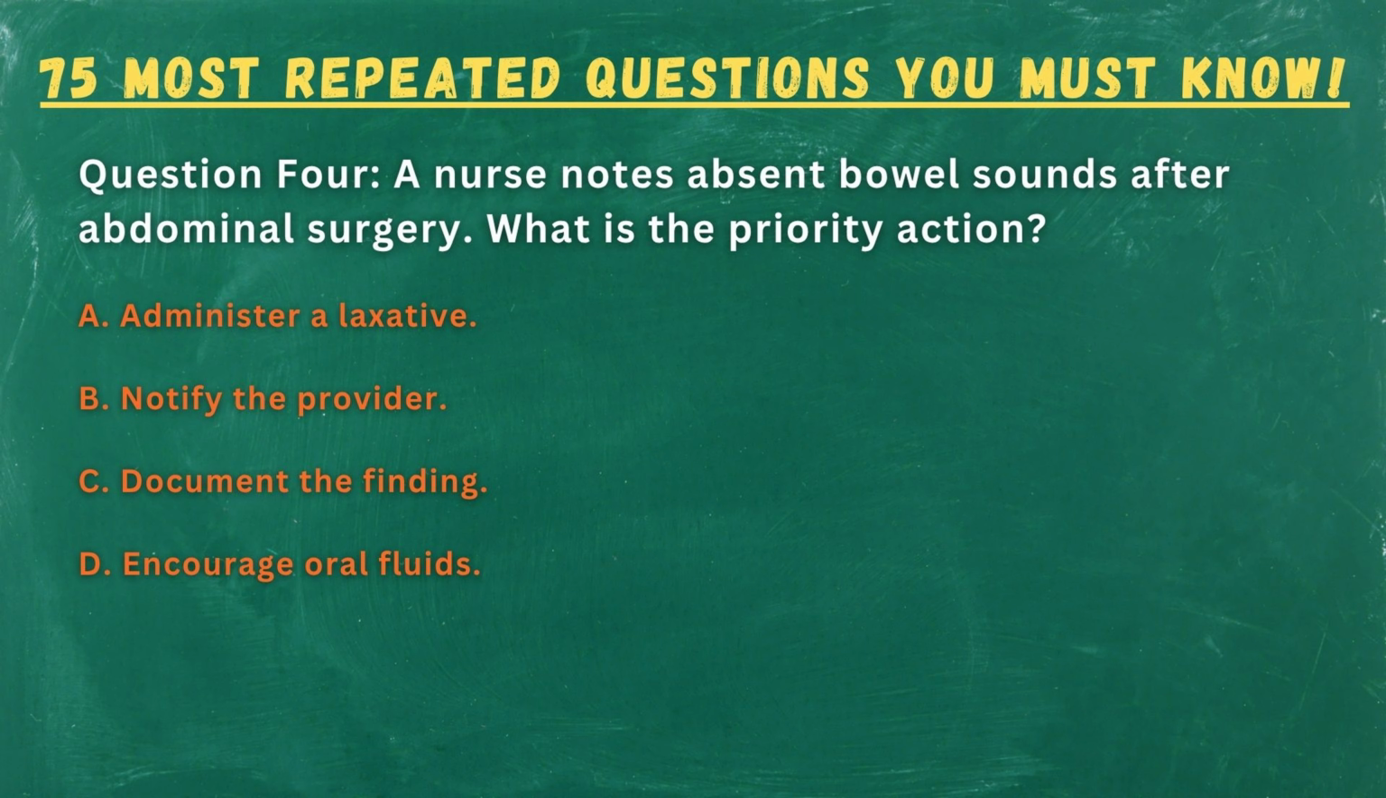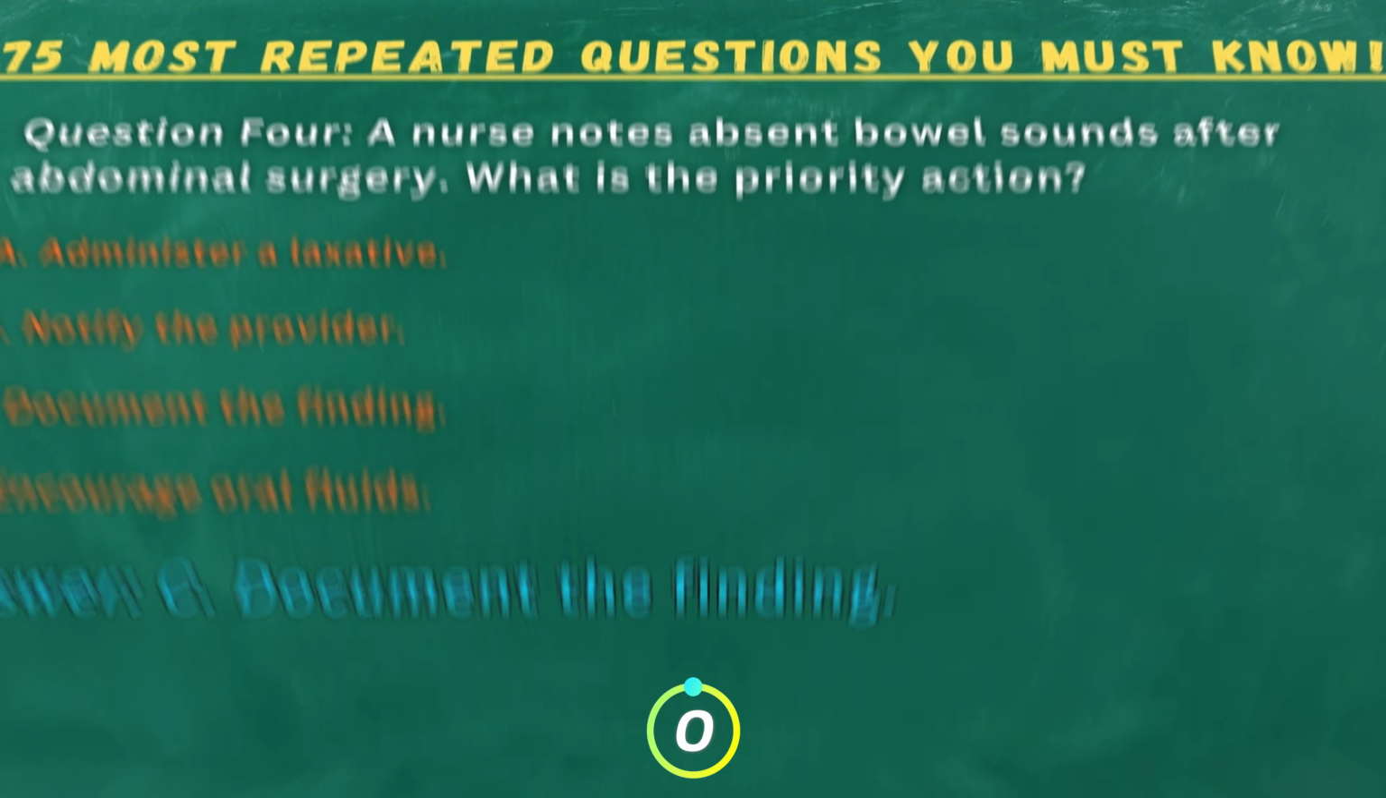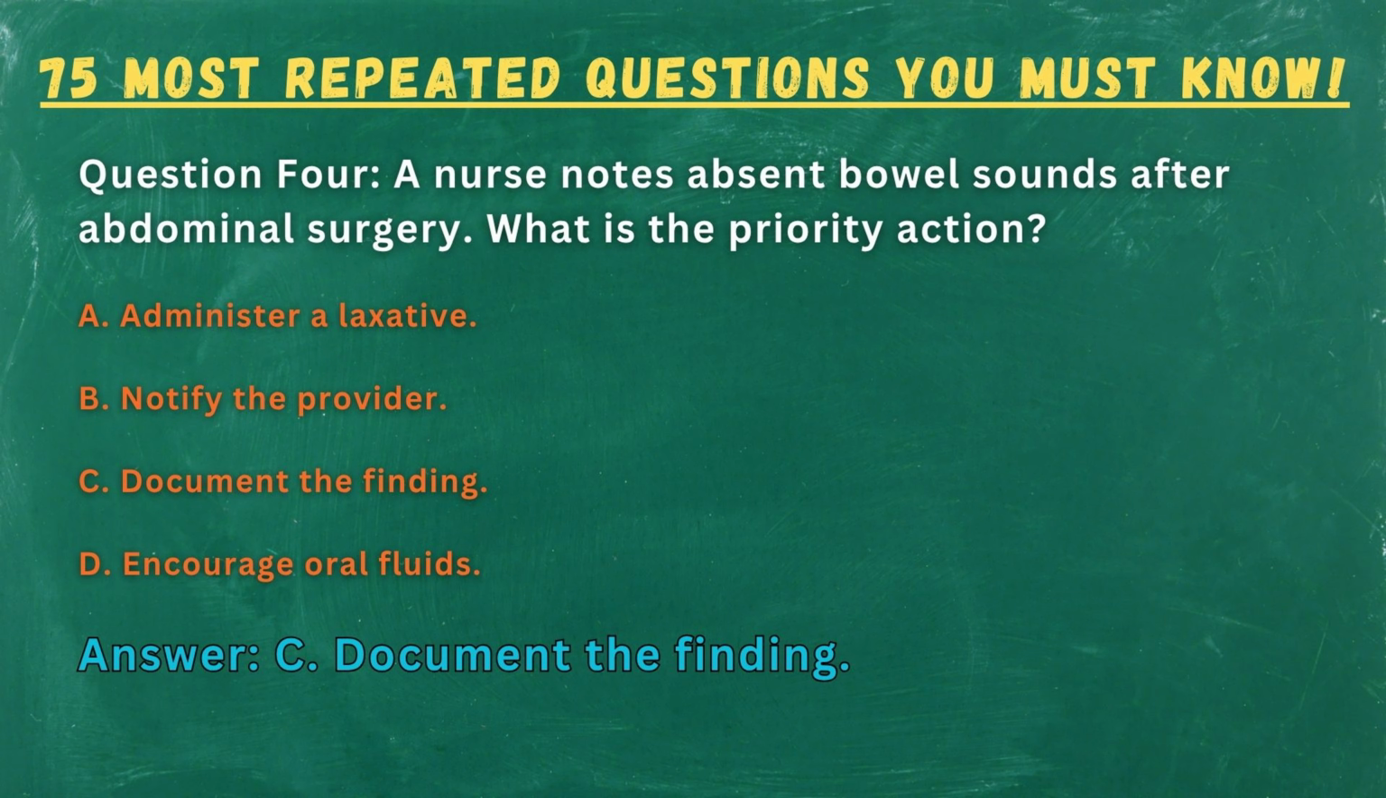Question 4. A nurse notes absent bowel sounds after abdominal surgery. What is the priority action? A. Administer a laxative. B. Notify the provider. C. Document the finding. D. Encourage oral fluids. Answer. C. Document the finding.